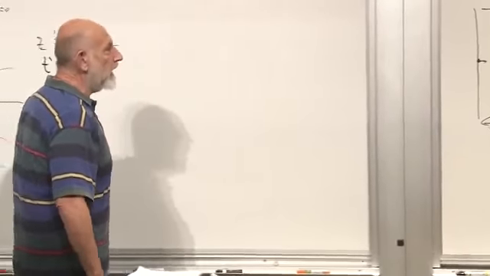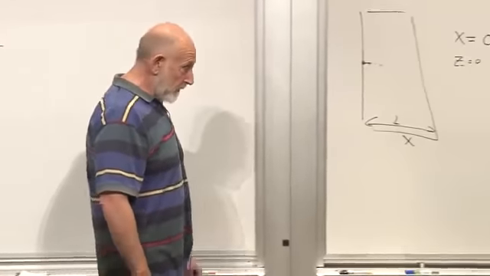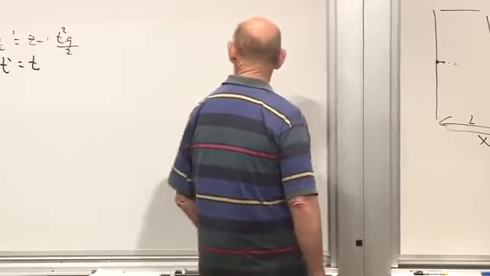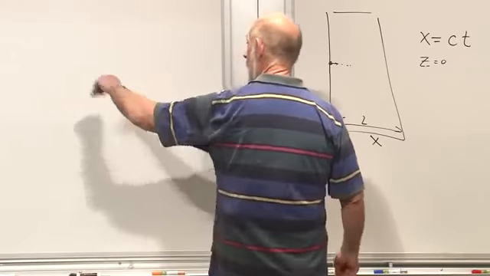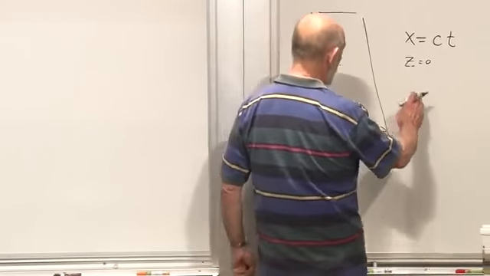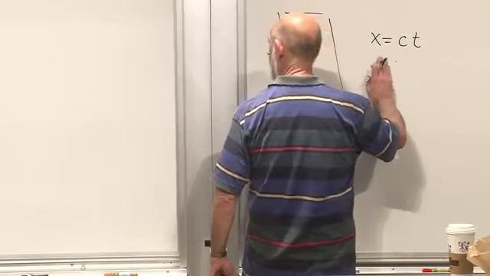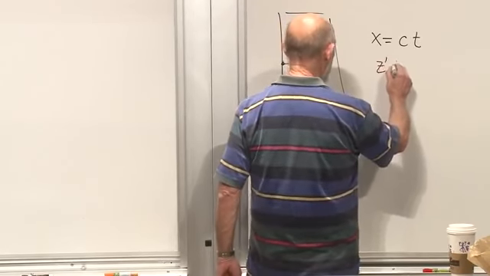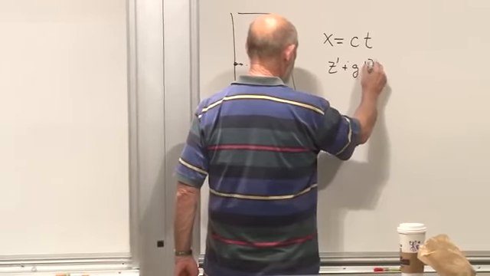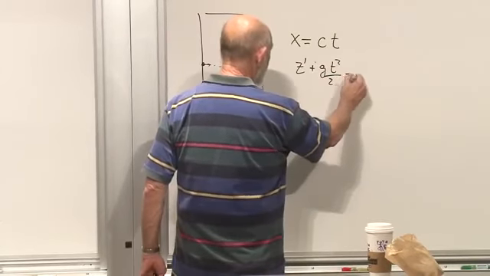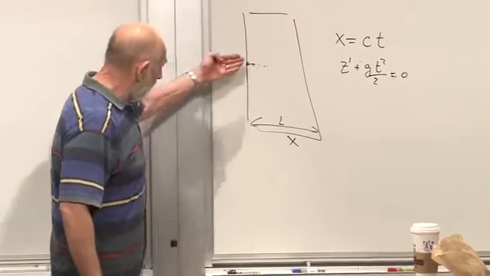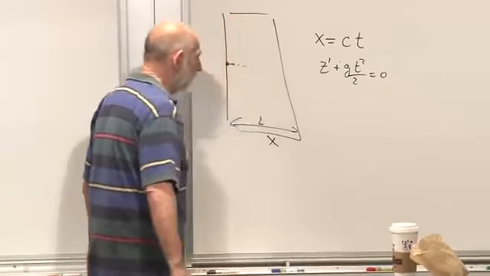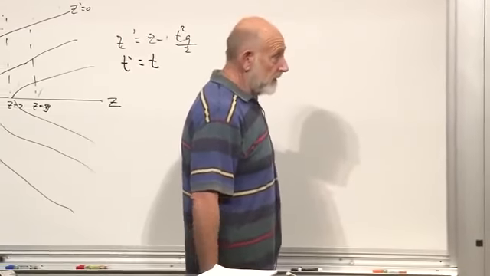But now let's plug in the primed frame of reference. In the primed frame of reference, z is equal to z prime plus gt squared over 2. So we have that z prime plus gt squared over 2 is equal to 0. That's the equation of the light beam. X is still just equal to ct. And that's it.